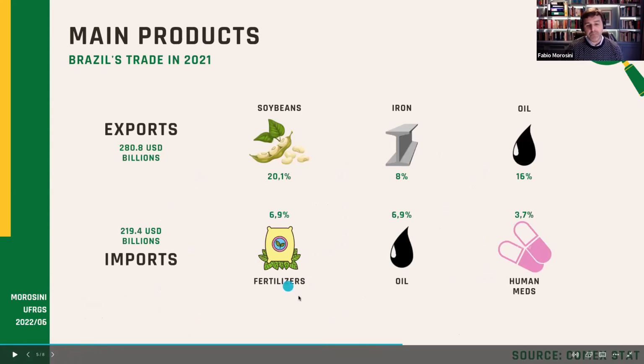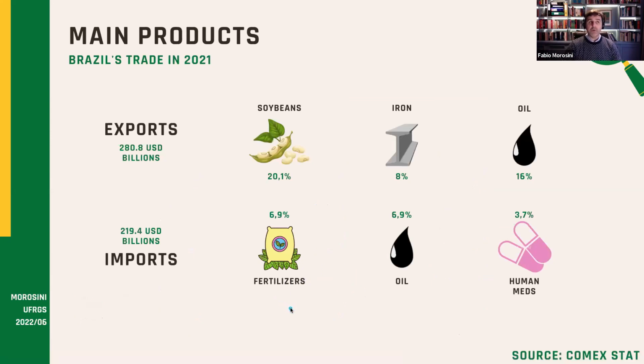Brazil is stagnating, in my perspective, in terms of still being an economy that trades primary goods. So we're exporting soybeans, iron, and oil, and we're importing more technology-intensive products, but also fertilizers, human medicines, and also oil.